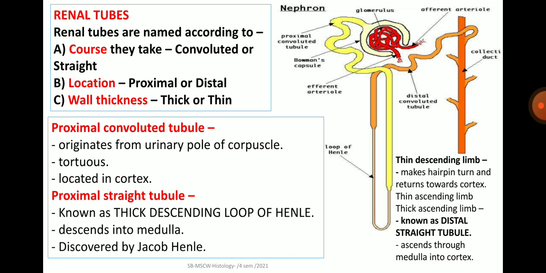Then, as you all know, this proximal convoluted tubule originates from the urinary pole of the corpuscle and is located in the cortex. The proximal straight tubule is also known as the thick descending loop of Henle, which descends into the medulla, and then there is a thin descending limb that makes a hairpin turn and returns towards the cortex. There is a thick ascending limb that is known as the distal straight tubule. It ascends through the medulla into the cortex.